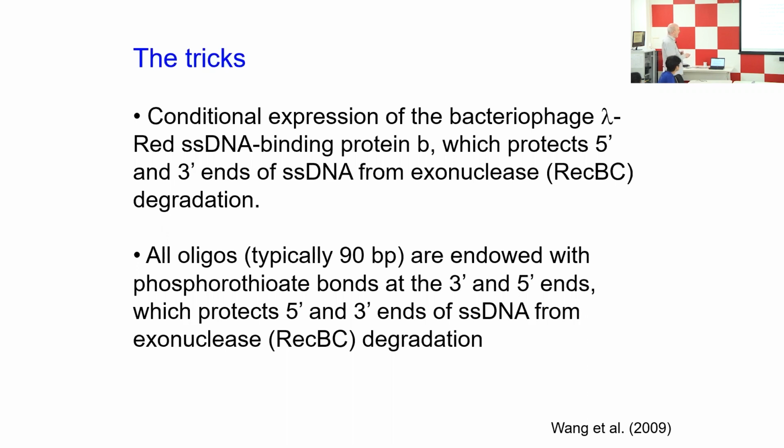So by expressing this protein called the beta protein, then the single-stranded DNA is protected from the action of exonucleases. And also, in some cases, there's a chemical trick to further extend the life of these single-stranded DNA oligos, because the ends of the oligos are modified in such a way that they also become resistant to the action of the nucleases.